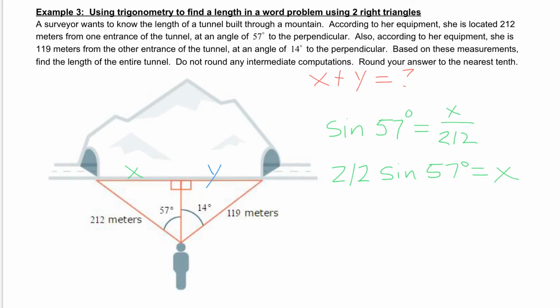Then what we need to do is we need to find Y. So if we look at Y, we have this angle 14. We have the opposite side and the hypotenuse. So again, we're going to use the sine. So we can say the sine of 14 degrees is equal to Y over 119. Multiplying both sides by 119, we know that 119 times the sine of 14 degrees is equal to Y.